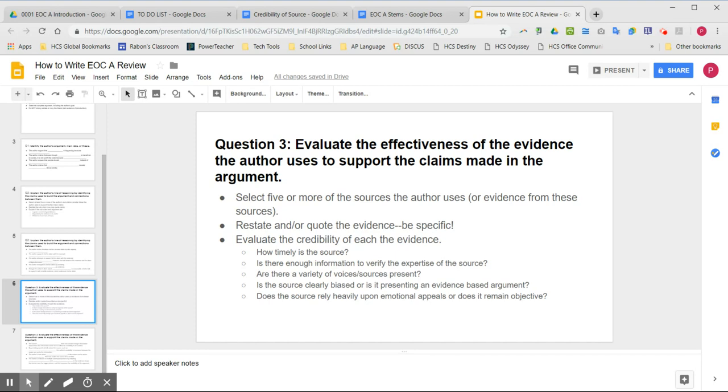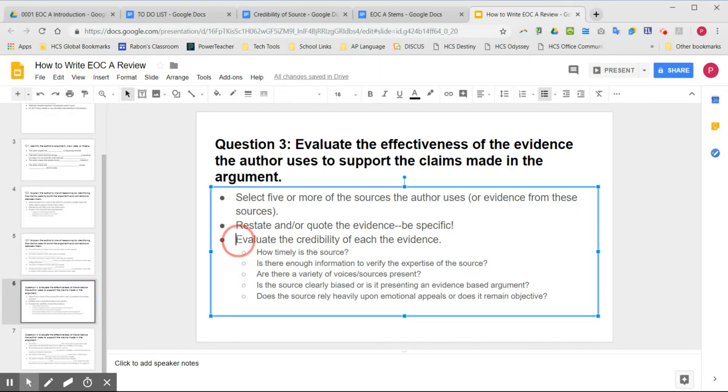So once you've figured out the sources or pieces of evidence you want to discuss, restate and/or quote the evidence. Always be specific. The vaguer you are, the less likely you are to get credit, because they shouldn't have to guess which thing you're referring to. Yes, they do have the passage in front of them, but the assumption is work as if they don't. Quote, restate the author's claim, mention what the author does. If the author's name is Jones, say Jones claims, Jones argues, Jones presents the following evidence, or Jones quotes from this article from National Geographic, which states. So be as specific as possible. Finally, and you can return to our credibility chart, evaluate the credibility of each evidence.